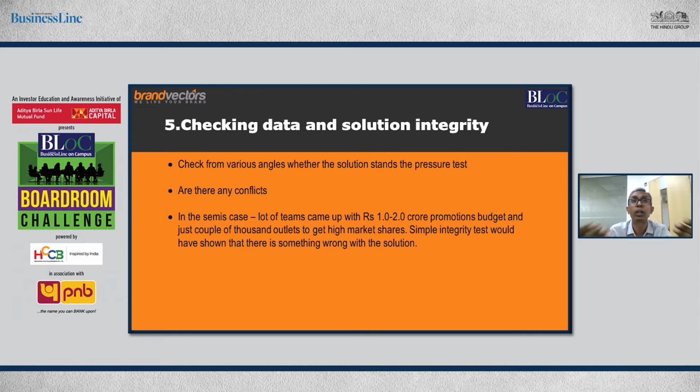So you will have to take those assumptions, that how do I measure up? Is there a conflict between my solution and what usually would happen if I looked at the data without the solution? That's an important part, and we have to therefore be very, very careful about the data integrity and the solution integrity. So that was point number 5.